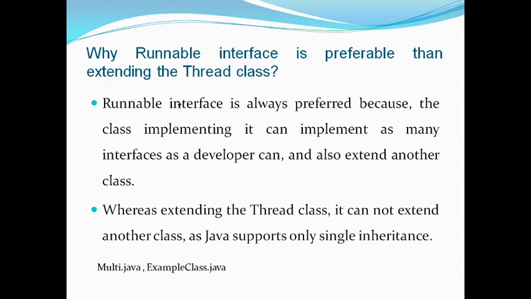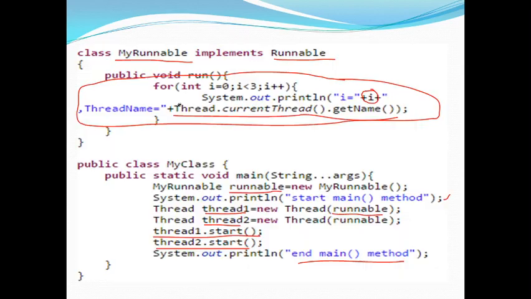The next question is a very important question in Java programming. It is also a famous interview question: why is the Runnable interface preferable to extending the Thread class? Previously, while creating threads, I told you that there are two possible ways of creating threads. One is by extending the Thread class, and the second is by using the Runnable interface. The question you may expect in interviews is: having the Thread class, what is the need of creating a thread by using Runnable?